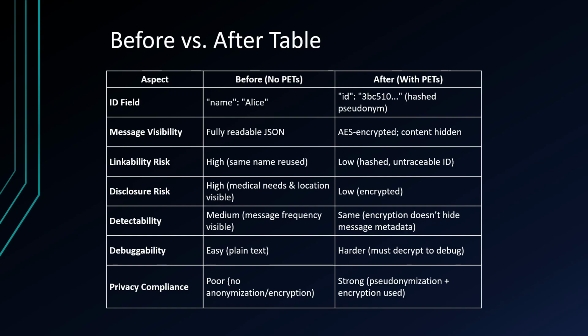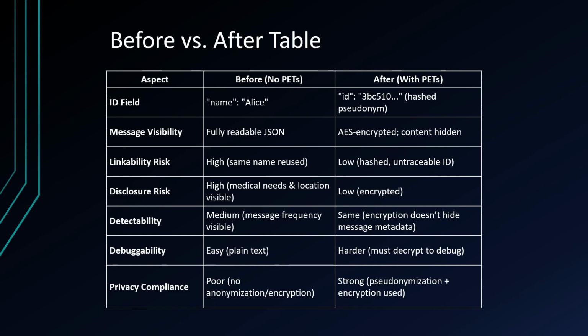And focusing on detectability, we can see that the message frequency is completely visible. So it's in the medium band. And after implementing, it's completely the same, because the encryption doesn't hide the message metadata. Coming to debuggability, since everything is in plain text, it's pretty easy to debug. After we implement PETs, it's difficult, because the IDs are too long to remember, and it's very difficult to differentiate between different messages and different payloads.